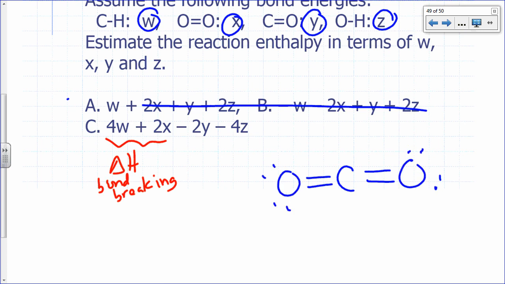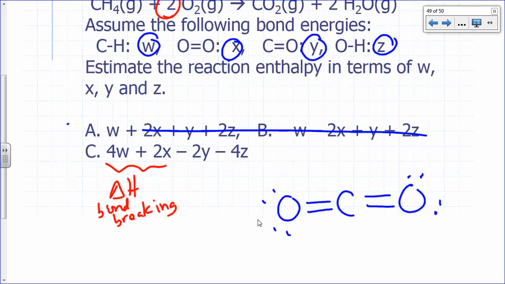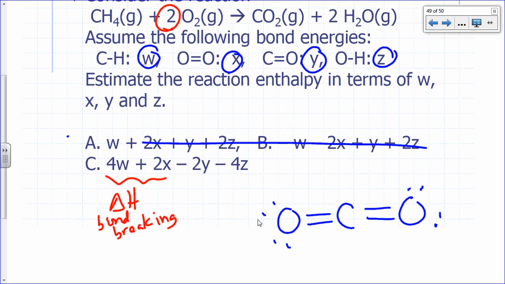You got 2 C double bond O's. So how many CO bonds are you forming? You have 1 CO2, so 2 CO bonds, right? 1, 2. So that's going to be 2Y released, so you have to put that as negative 2Y. So minus 2Y.